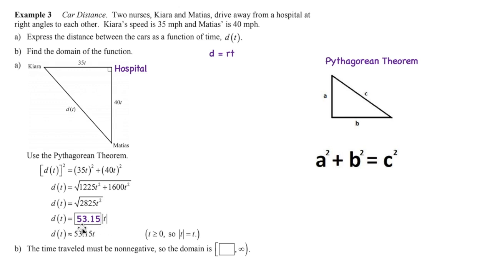It is about 53.15 times however much time they have traveled apart. We also have to find the domain of the function. Well, we know that time can't be negative, so our domain has to be between 0 and infinity. Realistically, we're probably not going to drive forever, but we should put infinity since time does go forever.